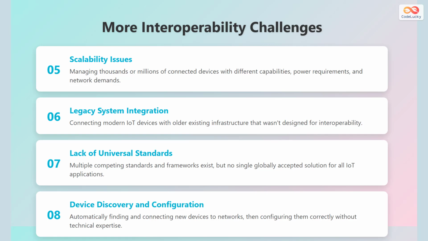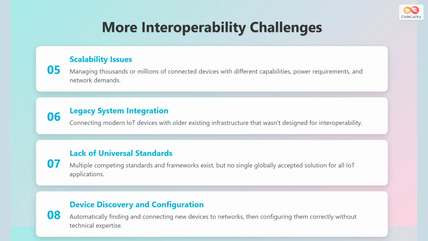Challenge number 6, legacy system integration. The reality is that most organizations already have existing infrastructure that wasn't designed with modern Internet of Things interoperability in mind. Factories have industrial equipment that's decades old. Buildings have control systems that predate the smartphone era. Connecting these legacy systems with cutting-edge Internet of Things devices is like trying to plug a USB-C cable into a cassette tape player. It requires creative solutions and often expensive middleware.